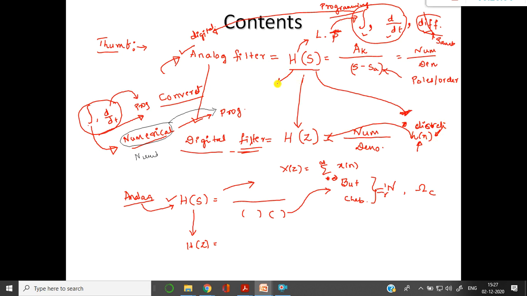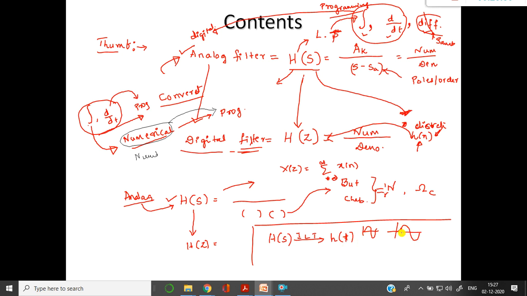If I take the inverse Laplace transform, H of s I already have. If I take the inverse Laplace transform, what do I get? I get h of t. Am I right? So what is this? It is nothing but a continuous function, right? Now I need h of n. What is to be done?